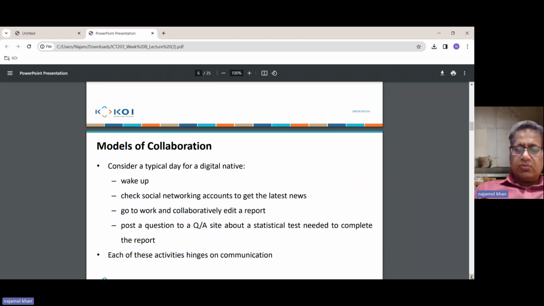If you are asked to design this into a real scenario, then it comes to the job of a designer: how are you going to design all this? It's one of the models of collaboration. You are collaborating with your workplace, where you are editing a report, then posting questions somewhere about a statistical test if it's needed. It's all something we need to see as part of communication. Let's move on to the next slide.